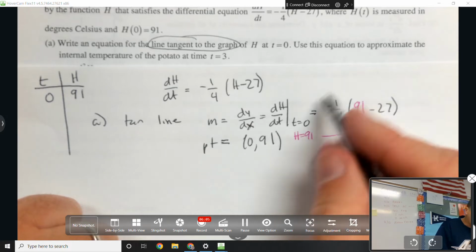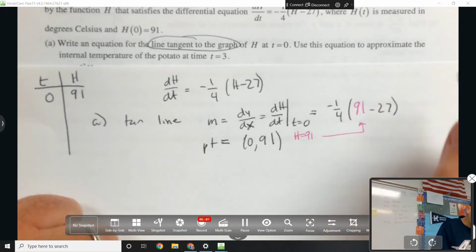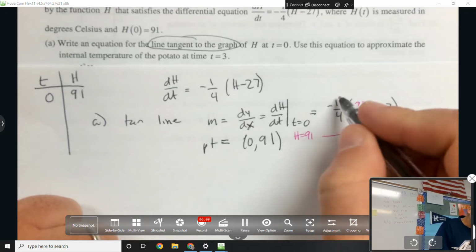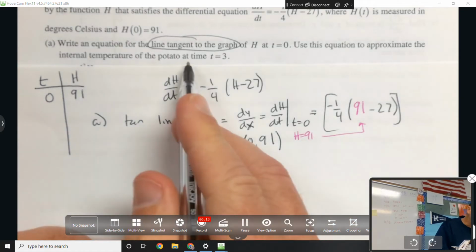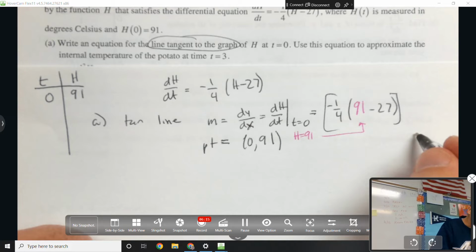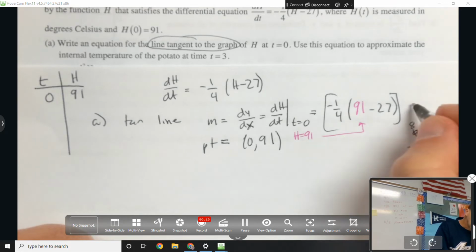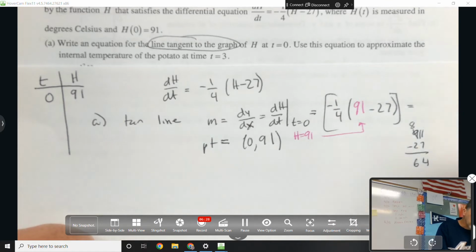I guess I could just leave all that as is, as my slope. But I'm going to have to do something with this later, so I think I want to simplify this. 91 minus 27. This is the no calculator one, so if I'm doing this, I better be careful. 64. 64 divided by 4 is 16. So my slope is negative 16.